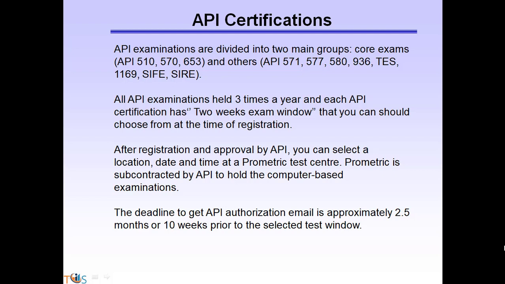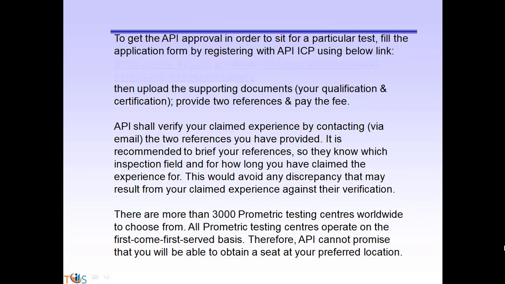The deadline to get the API authorization email is approximately 2.5 months or 10 weeks prior to the selected test window. To get the API approval in order to sit for a particular test, fill the application form by registering with API ICP using the link below: https://www.api.org, Products and Services, Individual Certification Programs, Apply. Then upload the supporting documents, your qualification and certification, provide 2 references and pay the fee.